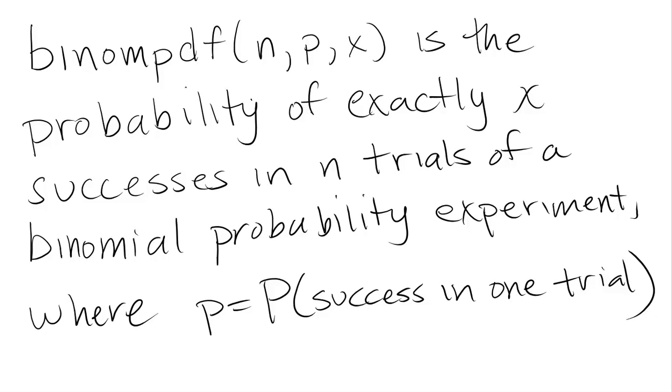Implicit in that is that you know what a success is in the problem, and that's a choice that you get to make. But you have to make a conscious choice of what your success is in order to find the values of p and x. This calculator function will allow us to avoid having to do all those factorials on our own. We'll be able to do all of this quite efficiently by employing the calculator function. It still takes work, though, because you have to identify these three inputs in every problem.